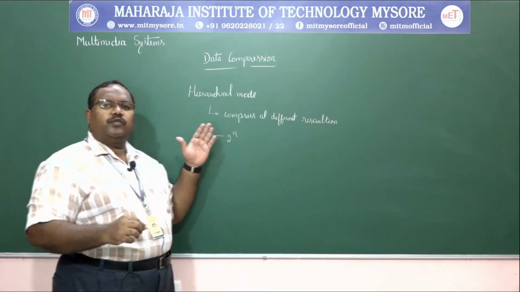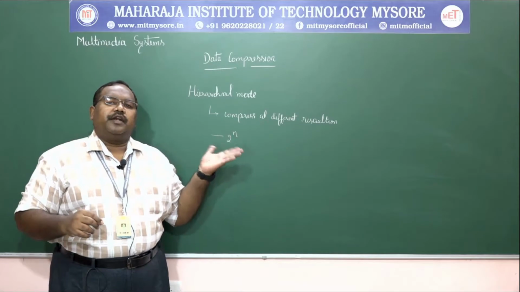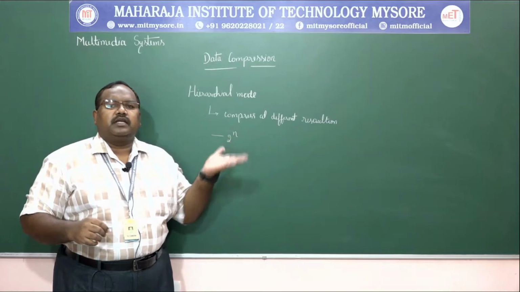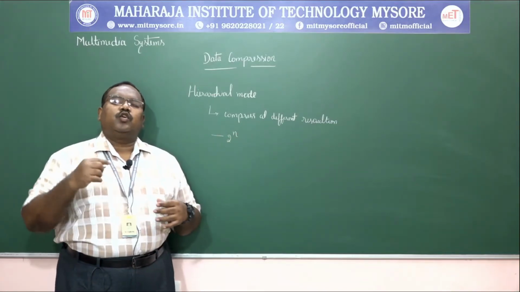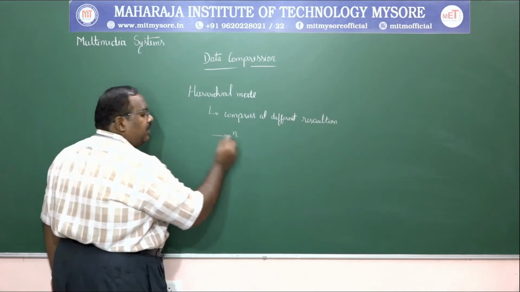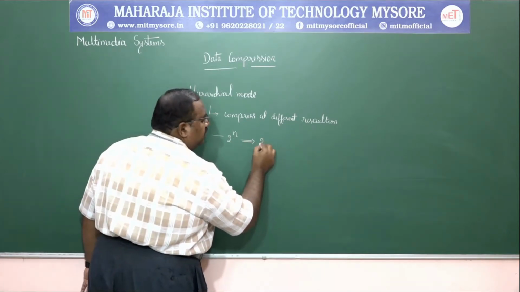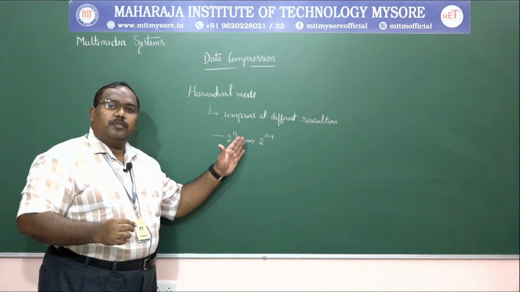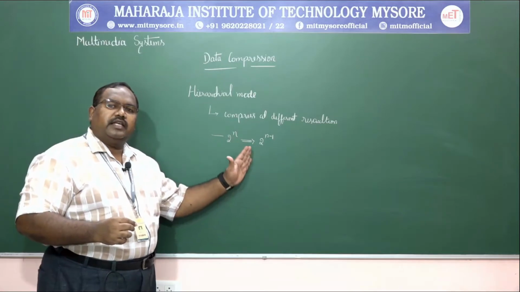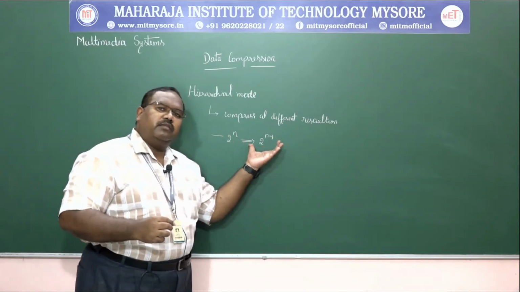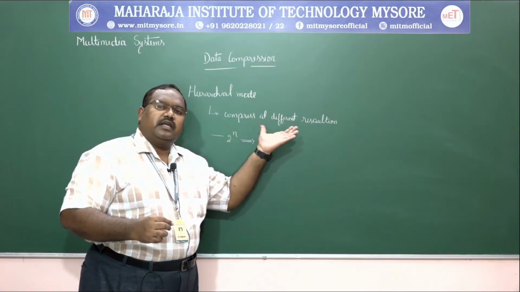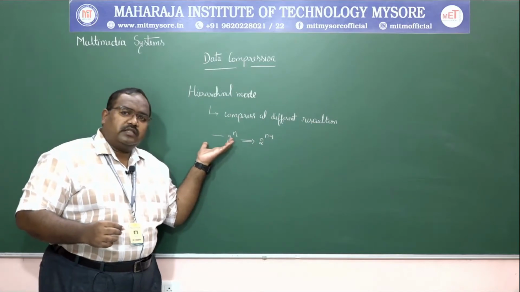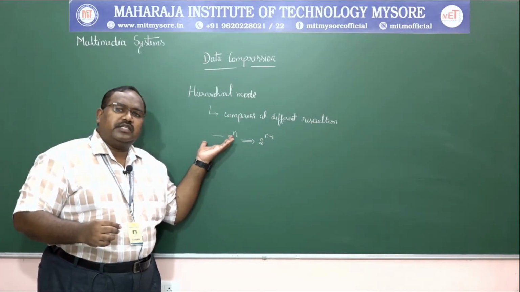So in the hierarchical mode, what do we do? We take a digital image and reduce it by a factor of 2 power n, and then we work on the compression. Then the image is reduced by a factor of 2 to the power of n minus 1. Why are we using 2 to the power of n minus 1? We have seen the explanation and the importance of 2 to the power of n minus 1 while understanding the working principle of JPEG. So here 2 to the power of n is the format in which the digitized image is taken.